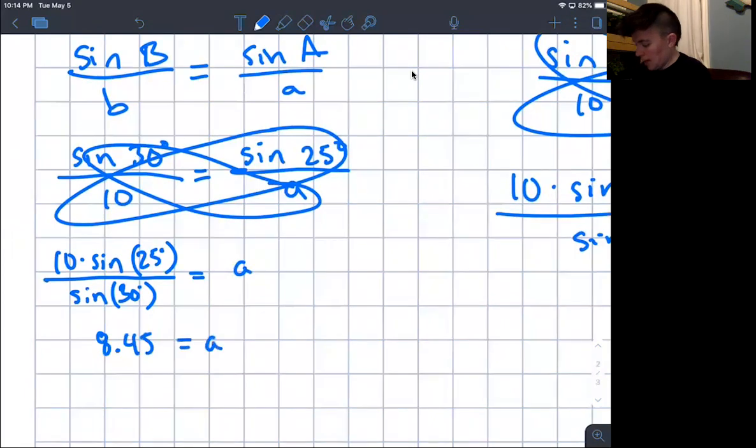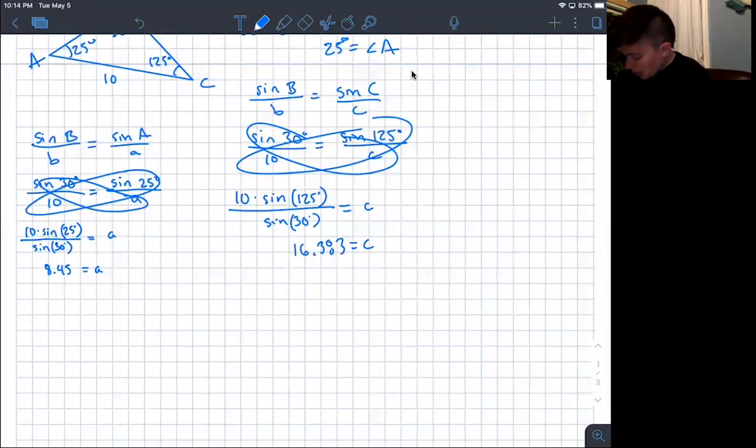8.45 equals A. All right, and then again, I'm going to write all of my found sides and angles down here. So angle A was 25 degrees, side A was 8.45, and side C was 16.383.